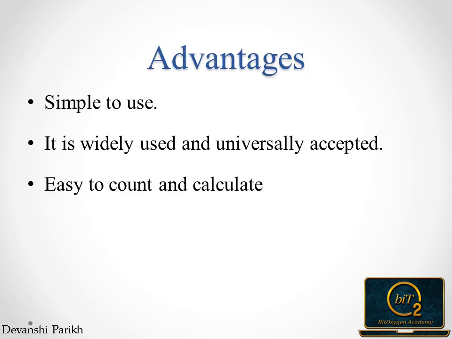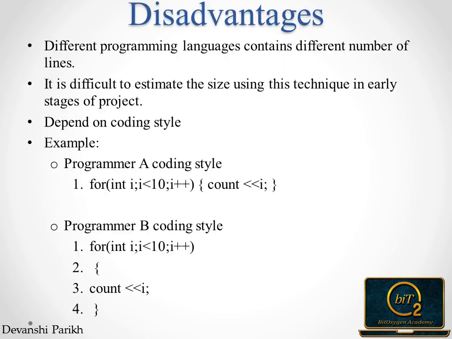Advantages of lines of code. It is simple to use and it is very easy to count and calculate from a developed program. Disadvantages of lines of code. Lines of code is language dependent. For example, coding differs from language to language. If we develop the same code in Java and Python, it will give different lines of code. In Java, the lines of code is more compared to Python.